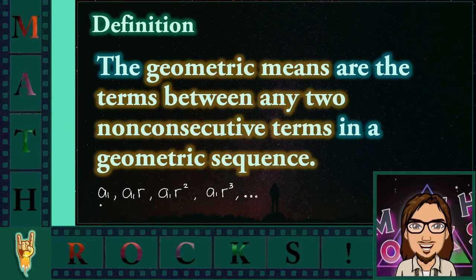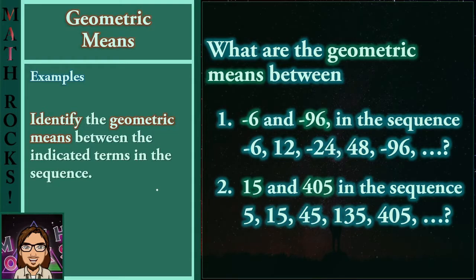So let's say that the two non-consecutive numbers indicated in this geometric sequence are the a sub 1 right here and the a sub 1 times r raised to 3. Then you would notice that there are two terms found between those two indicated non-consecutive terms. And this would be our geometric means. And to further understand the idea relative to the definition of the geometric means, let us have these examples.